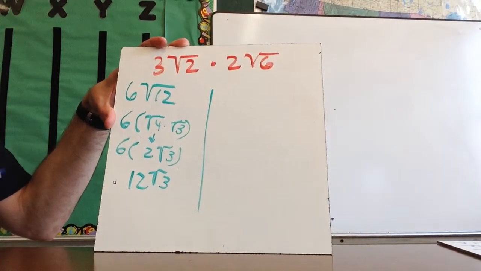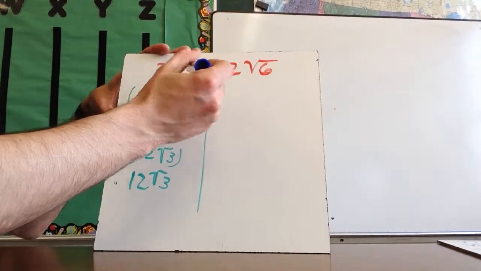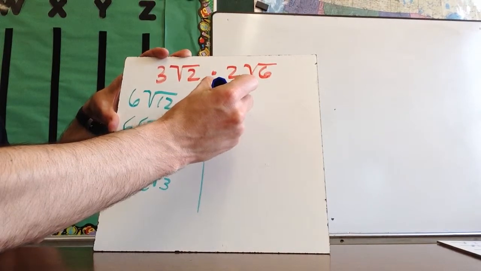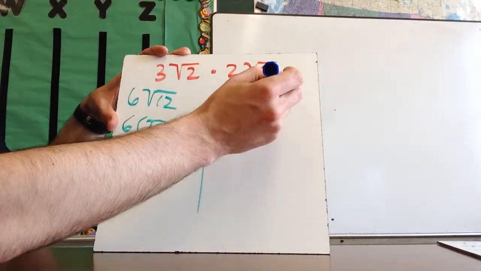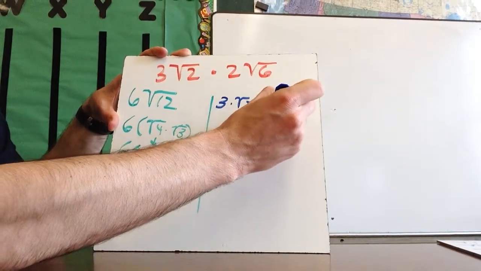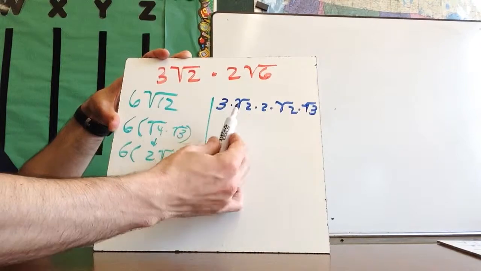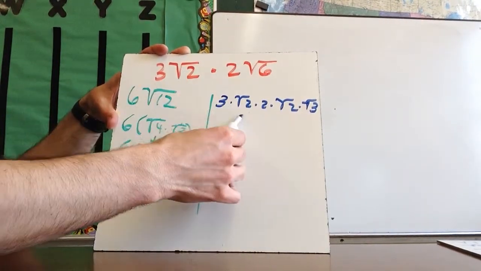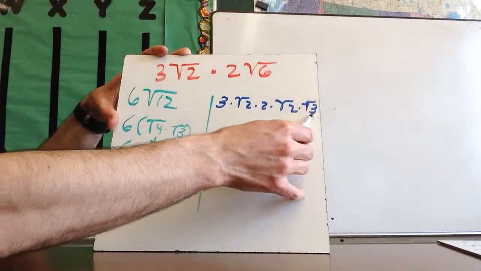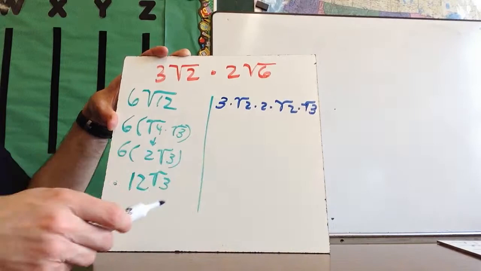A second way, and I'm not going to tell you which way I think is better, because both of them would work, would be to break each of these down. So 3 times the square root of 2 times 2 times, I'm going to break the 6 into the square root of 2 times the square root of 3. Right, and so here's my 3 times square root of 2, and then this is 2 times, and then this is my square root of 6.